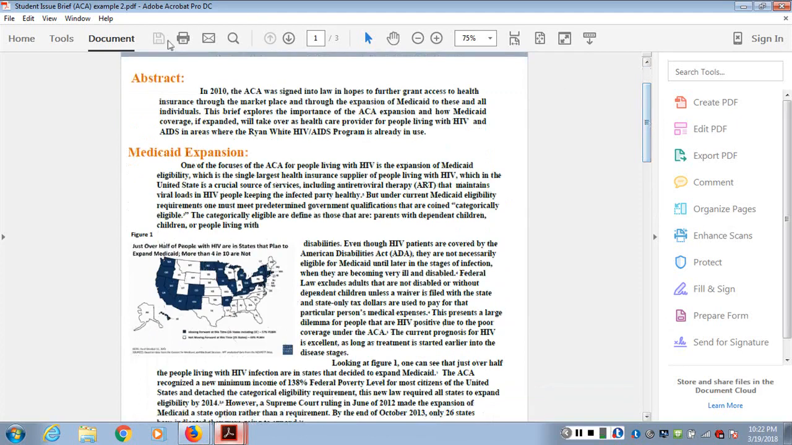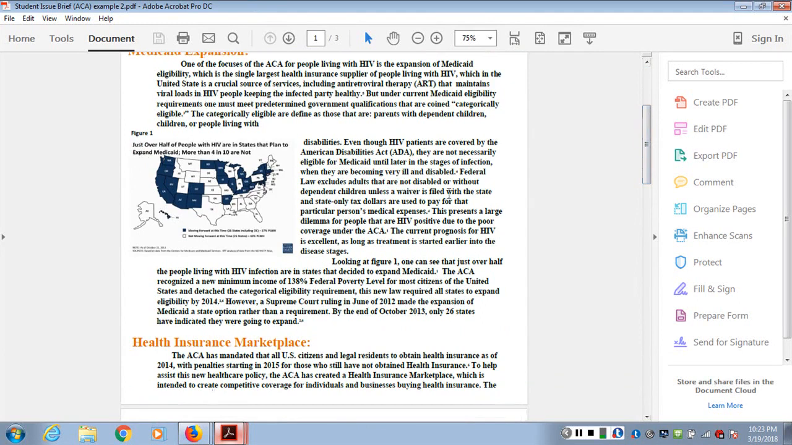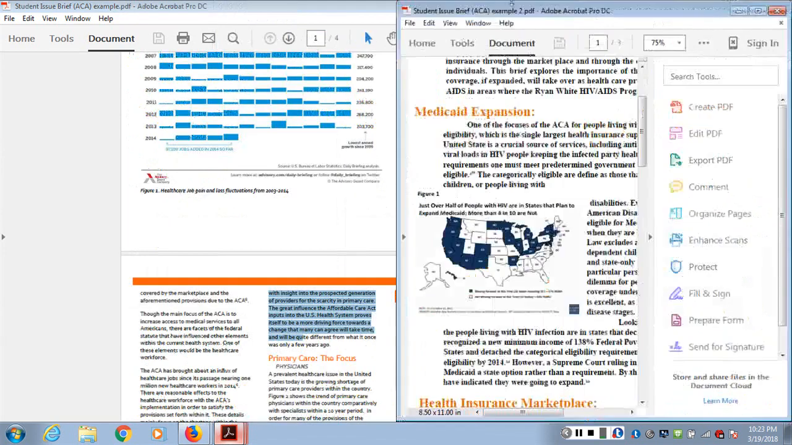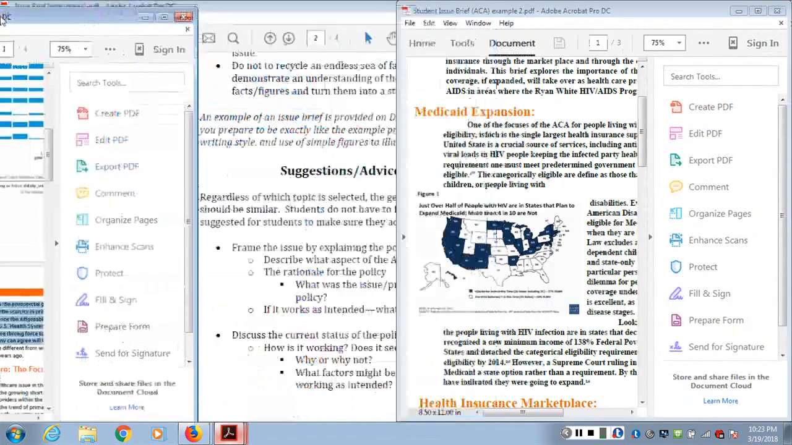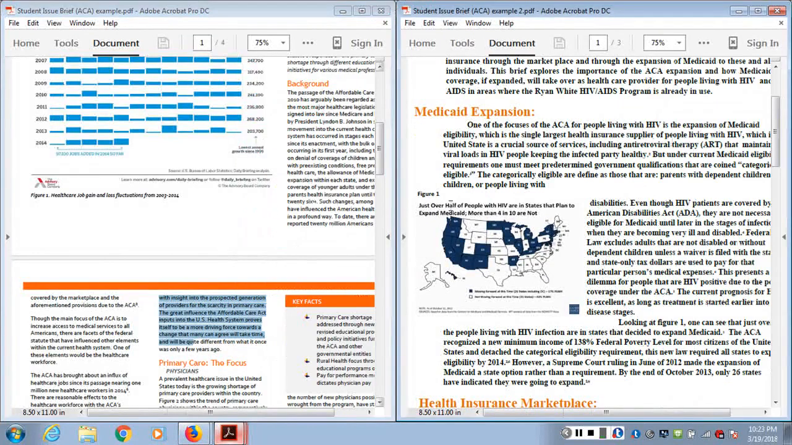So he actually started his with an abstract, which is perfectly fine. This is a great little intro, insight into what he's going to be discussing. Great way to get the reader interested. Talks about Medicaid expansion and how it ties back into insurance for those with HIV. Great graphic that ties back into the information he's talking about. You can see here, compared to the other, let's put them side by side. Compared to the other student's issue brief, he does not use columns here. That's perfectly fine.